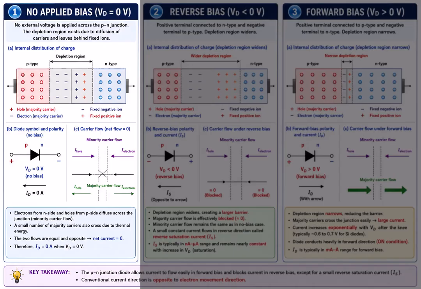Now look at the diode symbol and polarity. Since there is no applied voltage, the diode is neither forward biased nor reverse biased. So, Vd is 0 volts.